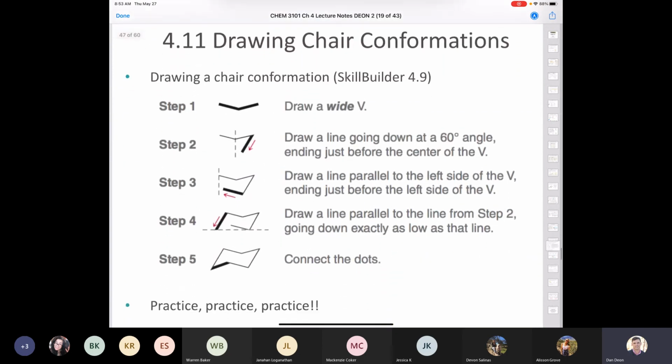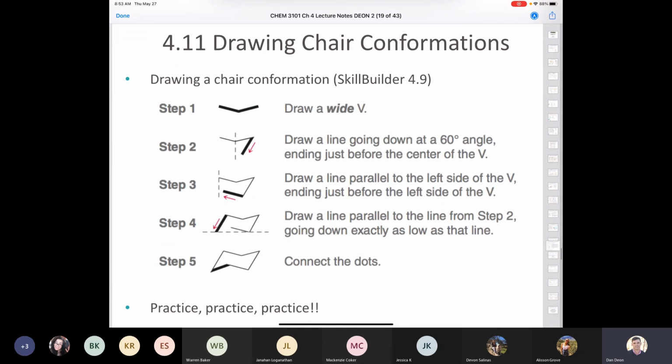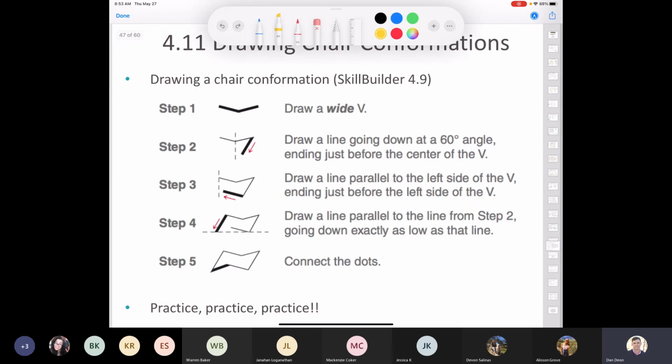So, drawing chair conformations. Now, I've taught this class long enough to know that you can use Skill Builder 4.9 to help you learn how to draw chair conformations, okay? So this is the David Klein 5-step, unpatented, patent pending method of drawing chair conformations. There is nothing wrong with this method. I have many students who have learned how to draw cyclohexane chairs using this method, the big wide V, and then you draw lines, following these steps. I mean, you can use this technique.